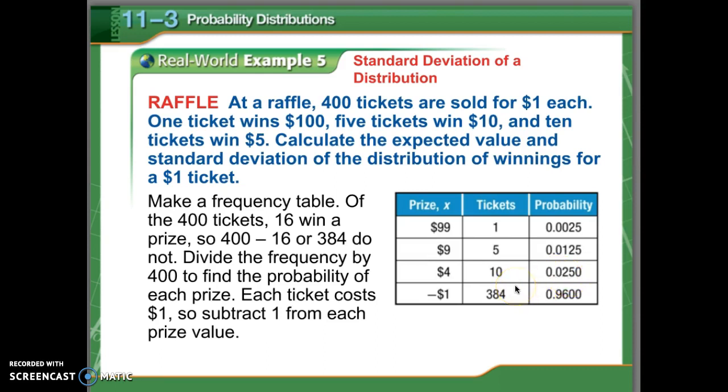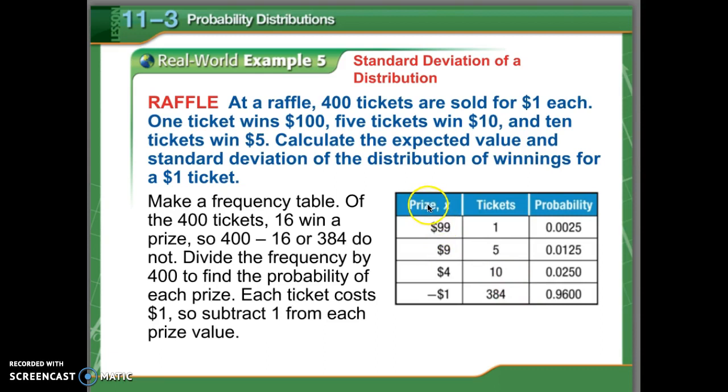And then all the other tickets, which are 384 of them, you pay $1 and you don't win anything. So essentially your prize is that you lose $1. And if you take 384 and you divide by 400, you get 0.96. One thing before we move on is that if you take all these probabilities and you add all of them up, you will get 1, because all the probabilities need to sum up to the number 1.